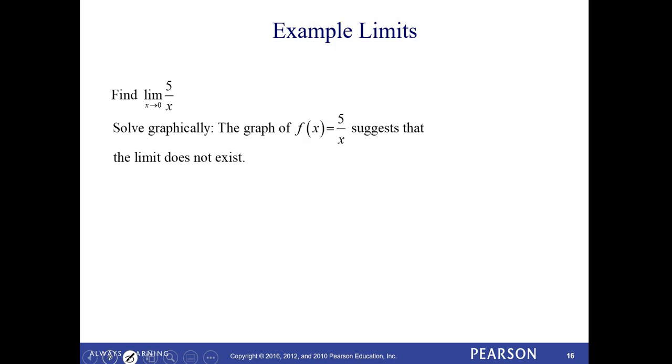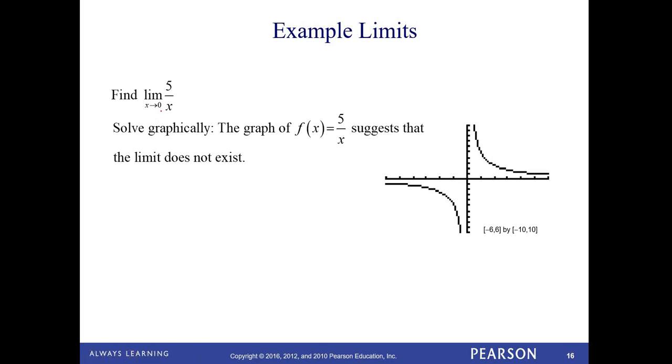Let's look at another one. Graphically, it looks like as we approach 0, as we come in close to this, there is no limit. As I come from this side, I'm going way down. As I'm getting close to 0 from this side, I'm going way up. So it looks like there is no limit.